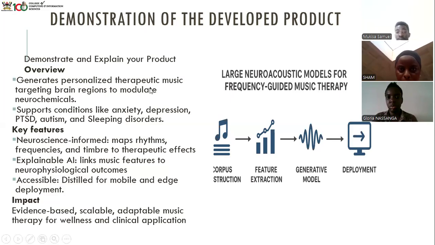We had to generate personalized therapeutic music targeting specific brain regions, whereby we're trying to support people having anxiety or depression, by recommending music which will be able to elevate their mood. The key features are just mapping rhythm, frequency, timbre to those therapeutic effects. And then the system links those music features to the neuropsychological outcomes and then recommends music.